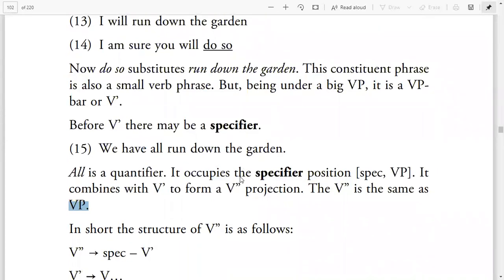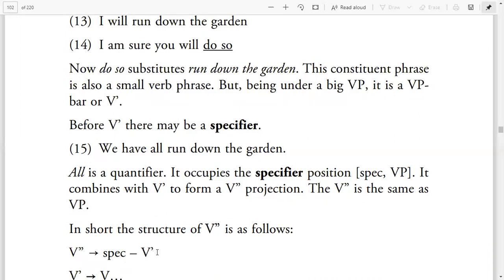In short, the structure of V double apostrophe is as follows. V double apostrophe is verb phrase, right? Whenever you see it like this, you say it is a verb phrase. So V double apostrophe is equivalent to specifier, and along with specifier you have V bar.